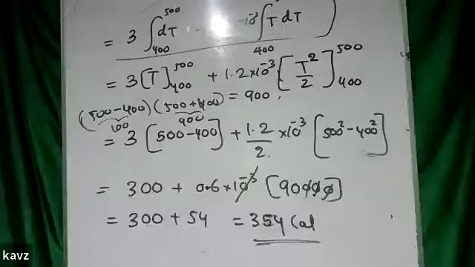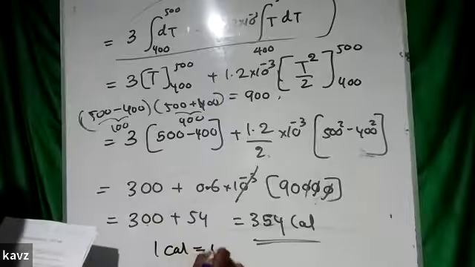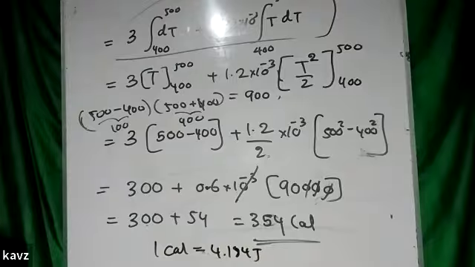Okay, let's move on to the 70th one. The final answer is 354 calories because the Cp was given in calories. If you want to take it to joules, you will have to multiply, because 1 calorie is equal to 4.184 joules. So you multiply by this number and you will get the value in joules, if they ask. Unless they give the Cp in joules, it's okay. Whatever they give, you have to do this integration, and there is no problem with the final answer.